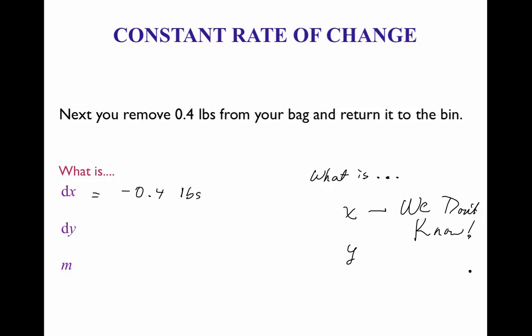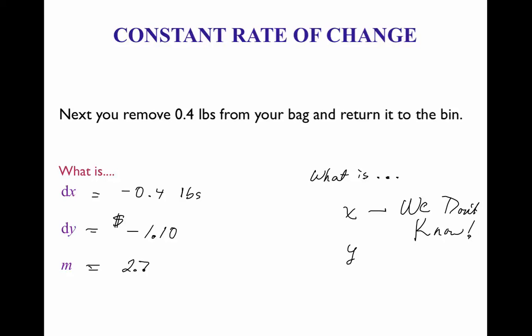X is the total amount of pounds currently in the bag, which could change, but we don't know. We know we added 1.5 and took away 0.4, but we never know what we started with, so we don't know. Okay, what's dy? Negative 1.10. Meaning that our cost went down $1.10. It went down.